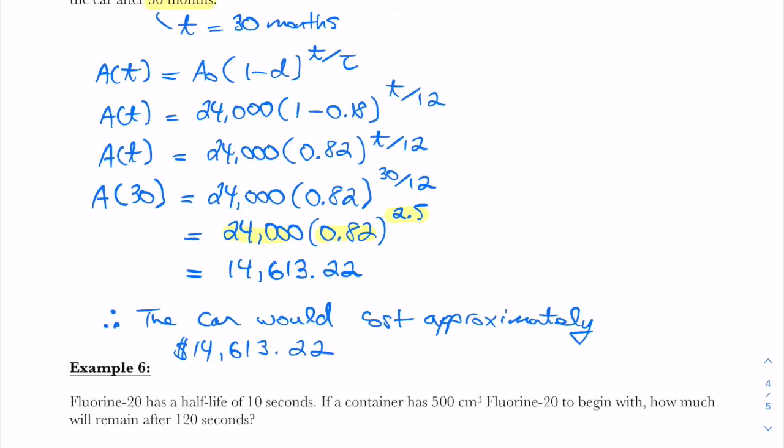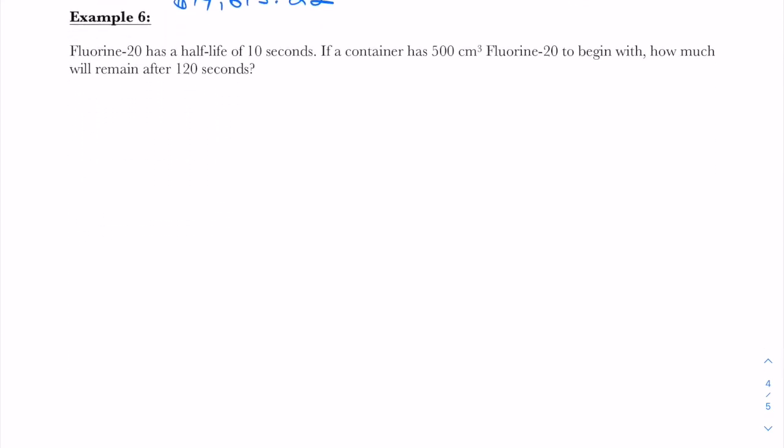All right, last example. This is a chemistry related example. Fluorine 20, so that would be an isotope of the element fluorine from the periodic table, has a half-life of 10 seconds. Half-life refers to the time it takes something to lose half of its original amount. It's sort of like doubling, but in reverse. So we have a container that has 500 cubic centimeters of the isotope. That's our initial amount. And we want to know how much remains after 120 seconds. So that's t.